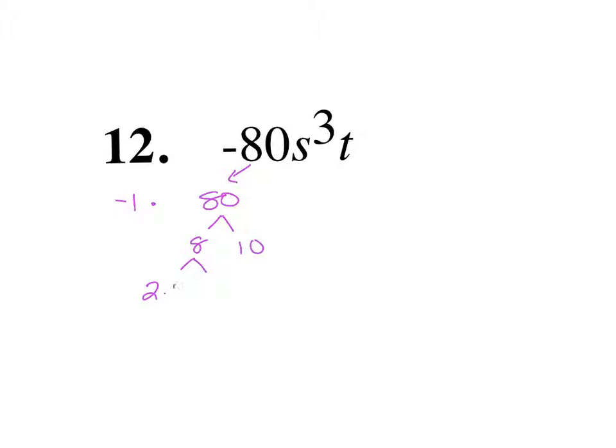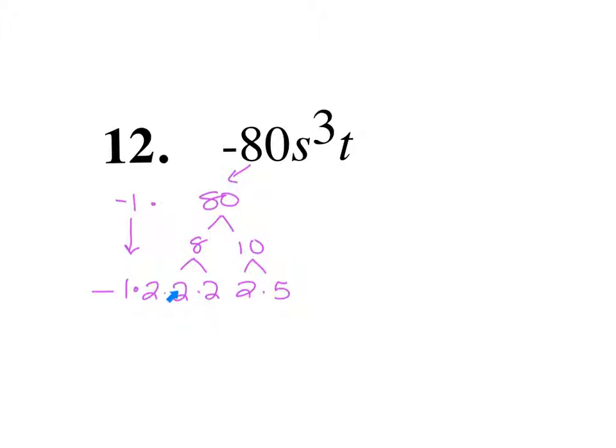8 is 2 times 2, which is 4, times 2, which is 8. 10 is 2 times 5. Remember that negative 1 is still there. So the prime factors of negative 80 are negative 1 times 2 times 2 times 2 times 2 times 5.